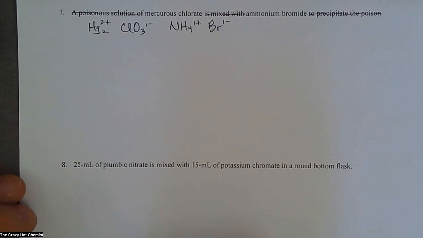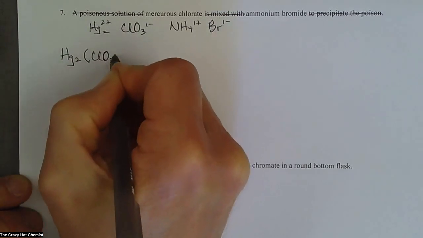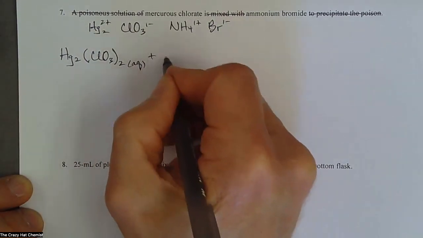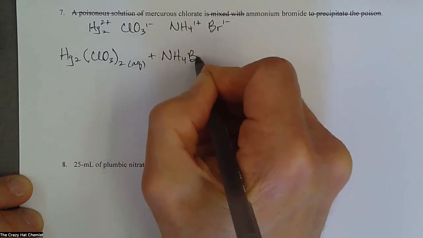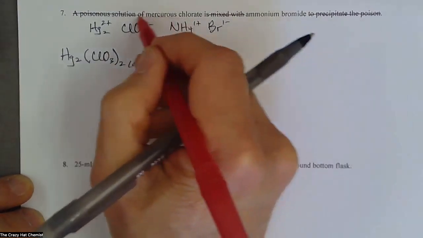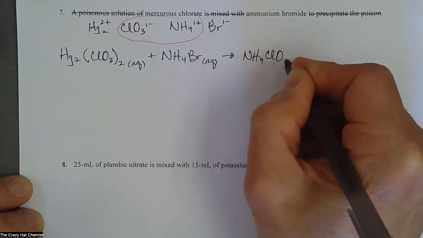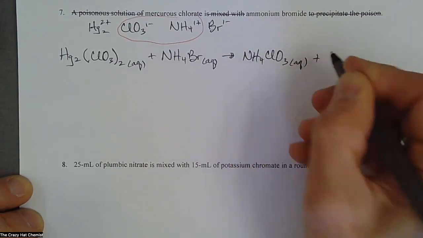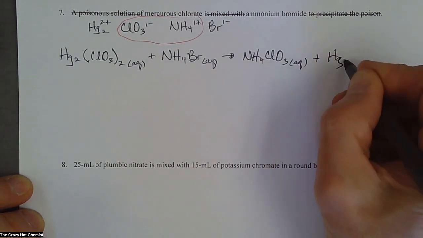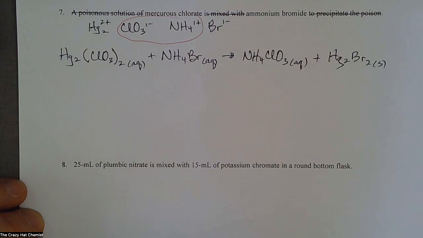All right, so we have Hg2(ClO3)2, that's going to be aqueous. Chlorates are aqueous, and then ammonium bromide, and anything with ammonium in it is aqueous. And now we're going to combine these two things together. That's ammonium chlorate, that's aqueous. And then we have mercurous bromide, Hg2Br2, and that is our solid insoluble precipitate.